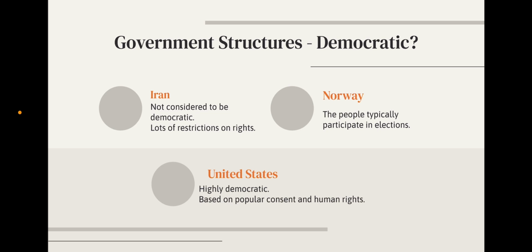In Norway, people do participate in elections, so they're considered to be democratic in that regard. But it's hard to say how democratic they really are. They do have a lot of civic engagement, so they do get considered to be a democracy. And then I'll be talking more about that in the civic culture section. The United States is definitely very highly democratic based on popular consent and human rights. So as I mentioned before, people are always having a voice of who they want to be elected in different offices. So they focus a lot on that.